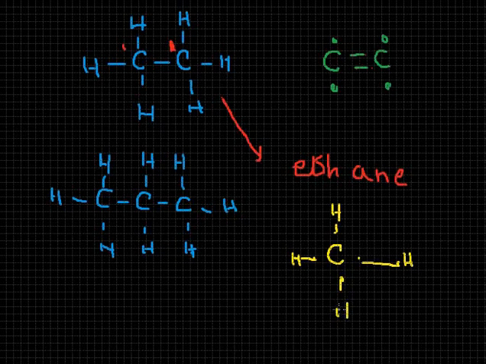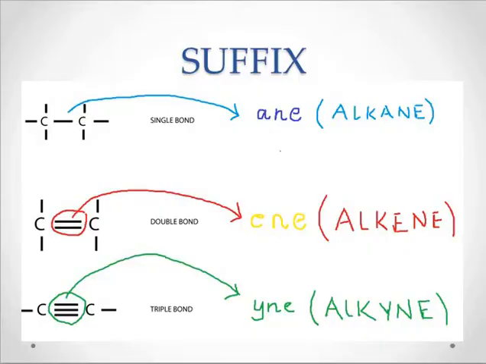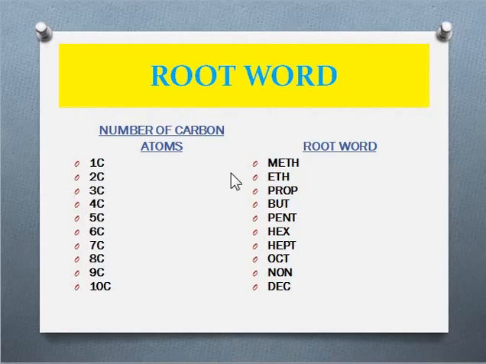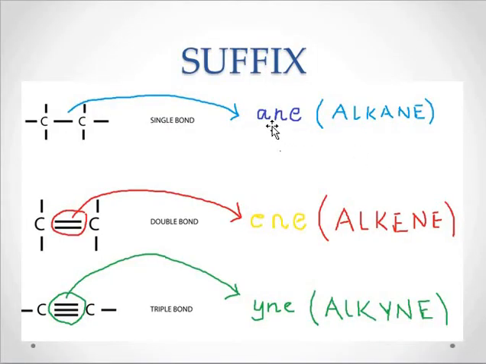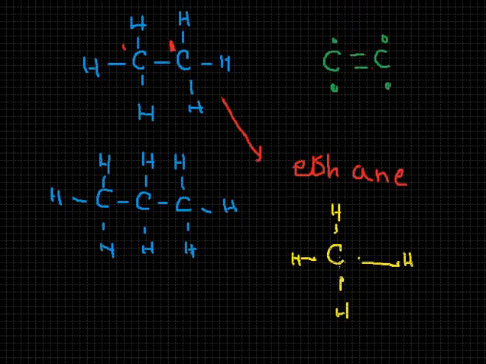Now what is the name of this compound? How many carbons do you see here? Carbon is only 1. So if it is 1, what is the word root? Our word root is meth. And what kind of bond do you see here? Single bond, so ane. There's only 1 carbon here, so that's why we write meth. And there's a single covalent bond, that's why we write ane. So this is the way it gets its name.